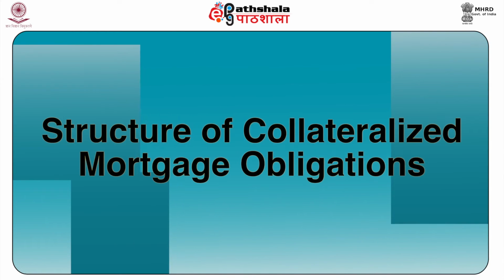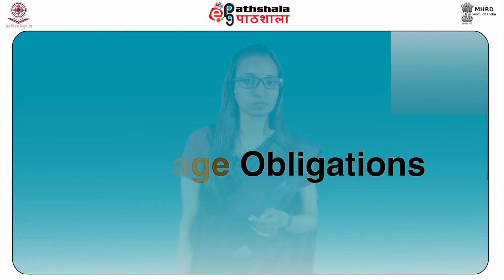Therefore, these tranches attract broader classes of investors in comparison to MBS or pass-through certificates, where the entire lot offers a single risk-return combination. These securities are also known as collateralized debt obligations. Structure of collateralized mortgage obligations.